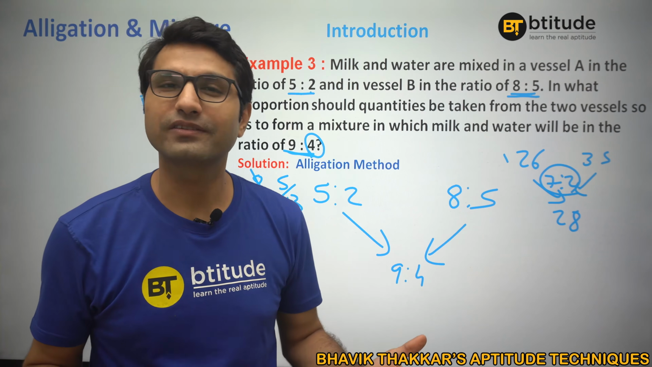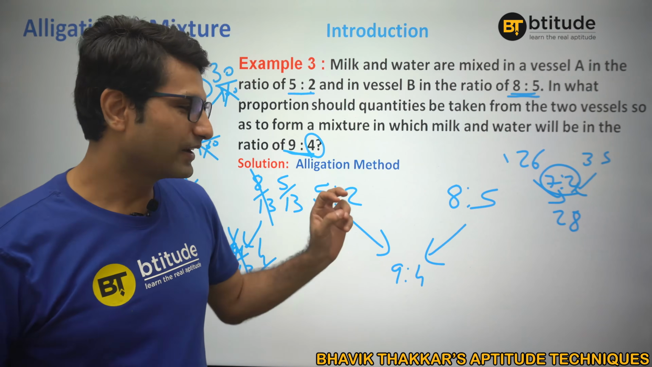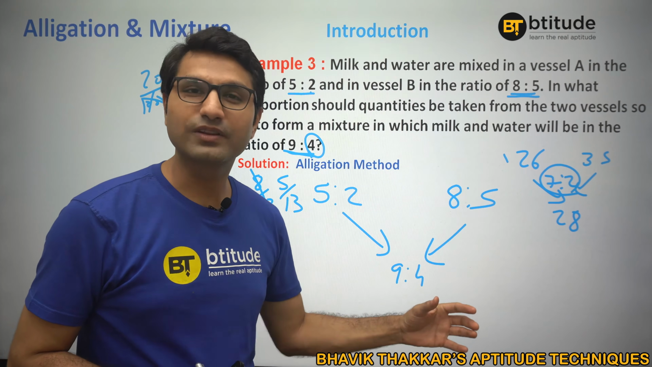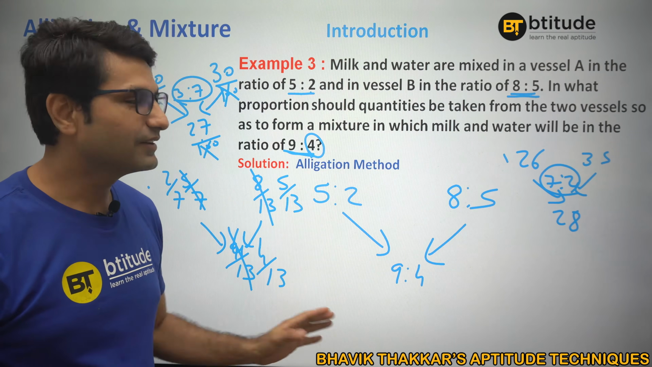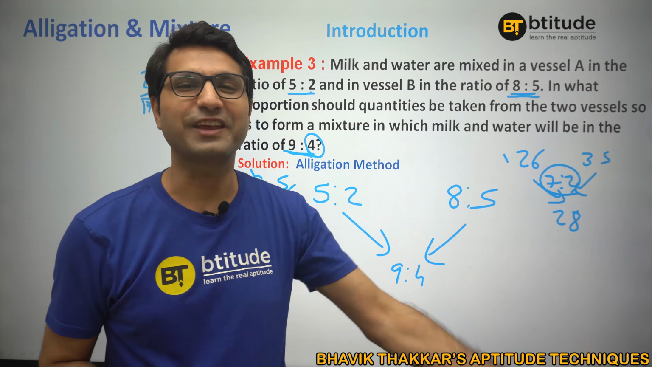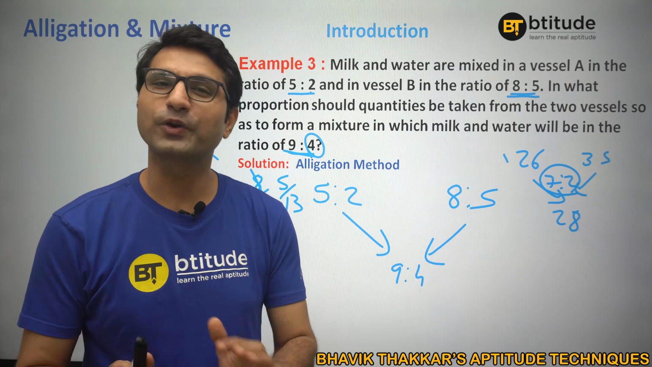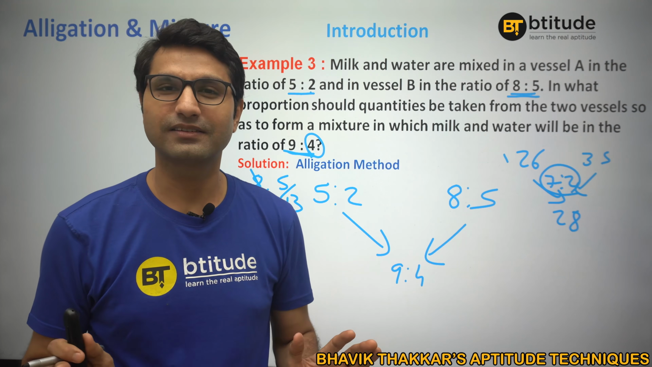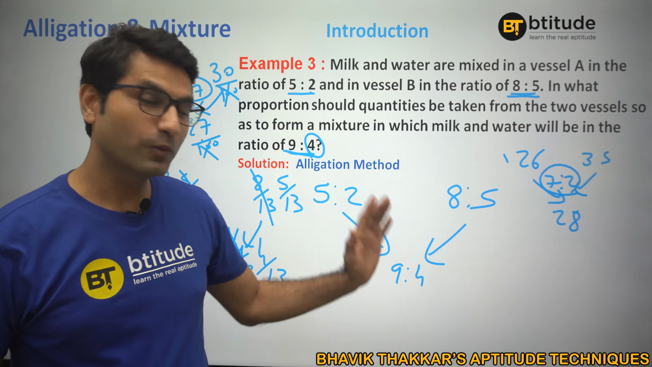So the choice is yours, right? Either you can represent them with milk or with water, or you can deal with the fraction, or you can deal with the integers by making the denominators the same. Fair enough, the answer is going to be the same in all those cases. So I hope this concept is clear.